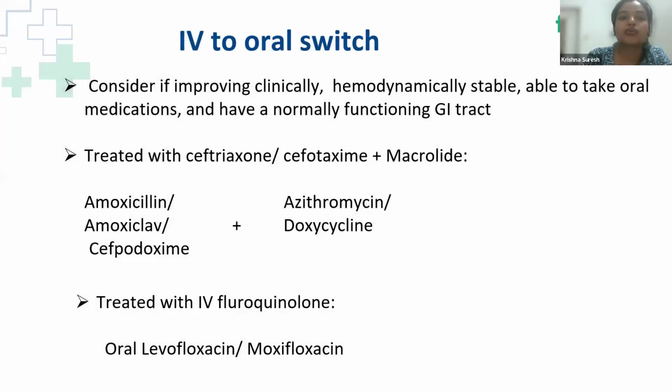So now we'll move on to another important aspect, that is IV to oral switch. For IV to oral switch, you have to consider if the patient is improving clinically, is hemodynamically stable, and has a normal functioning GI tract. In patients who were treated with ceftriaxone or cefotaxime with a macrolide combination, the recommended oral regimen is amoxicillin or amoxiclav or cefpodoxime with azithromycin or doxycycline.